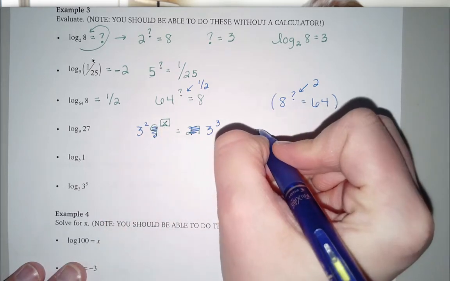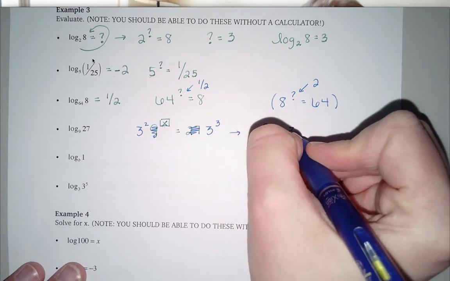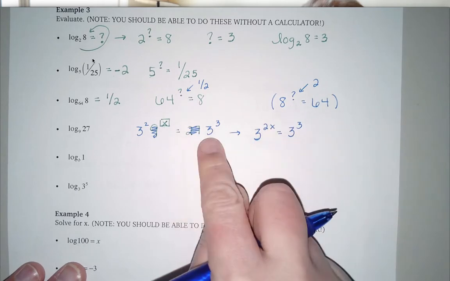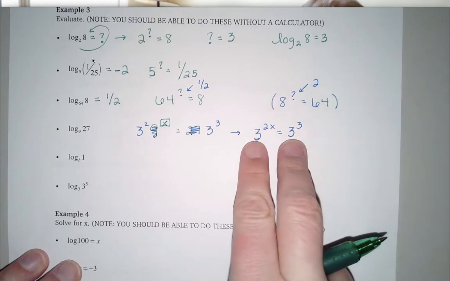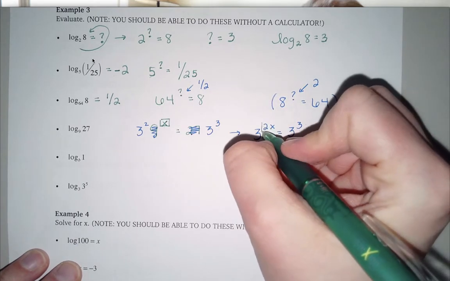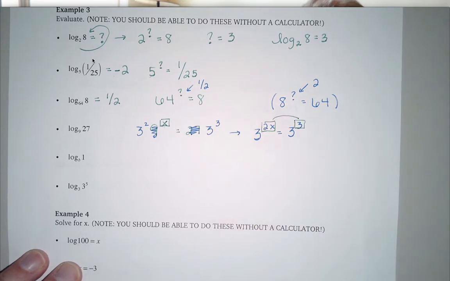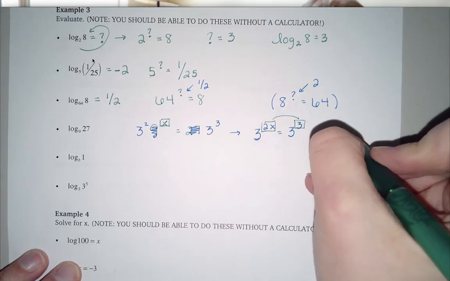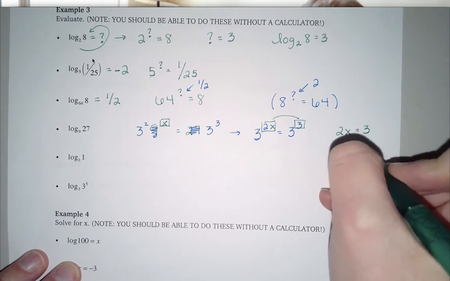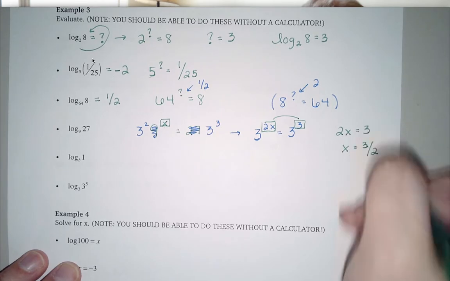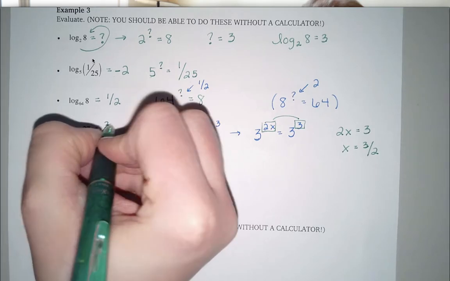So this becomes 3 to the power of 2x equals 3 to the power of 3 over here. And then I can look at these two things and say, well, now that these are both 3's, I know that my exponents have to be equal to each other. So I know that 2x must equal 3. So if 2x equals 3 and I'm solving for x, I can divide and I get 3 over 2. Okay, so my answer here would be 3 over 2 or 1.5.